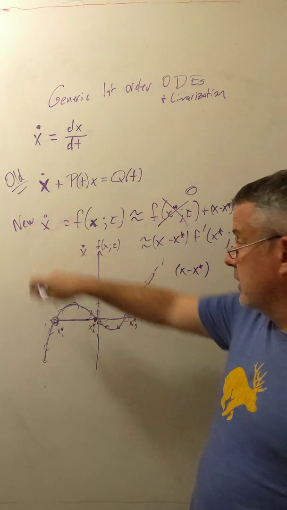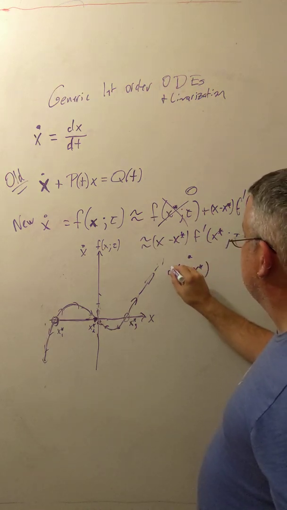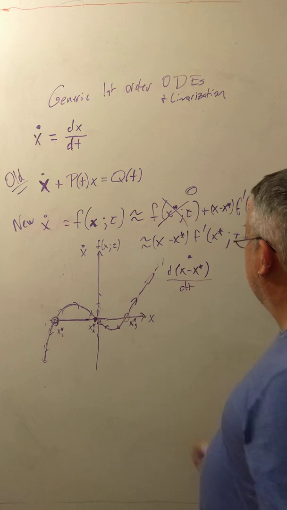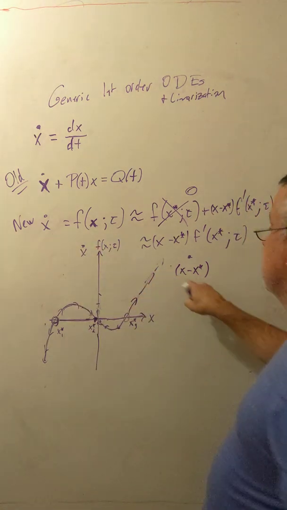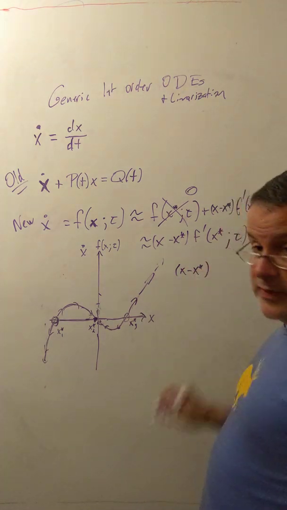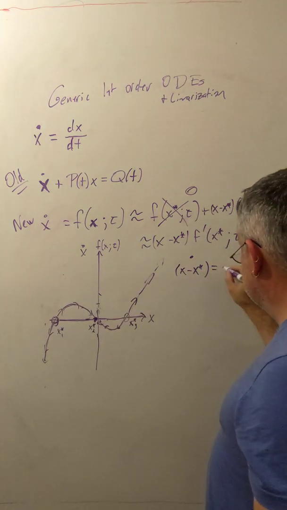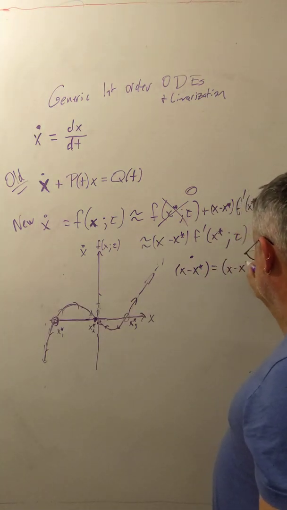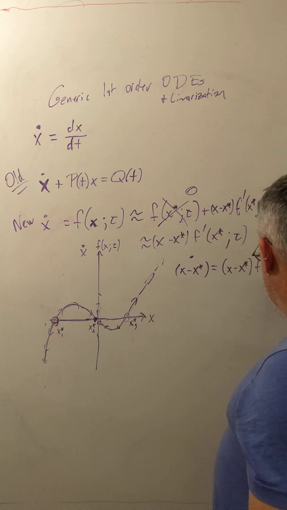And on the left-hand side of the equation, I can take the dot of that whole thing, which is just d by dt of the whole thing. And why can I do that? That's equal to this side because x star is fixed in time, at least in our present conception. So if x star is fixed in time, I can take the dot of x minus x star. And that's going to be equal to x minus x star times this constant, f prime evaluated at x star and tau.